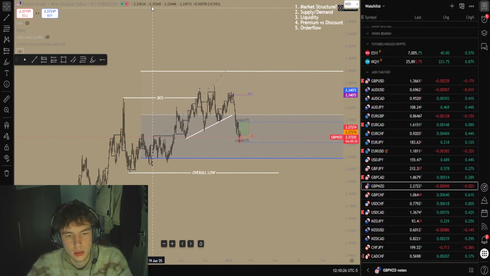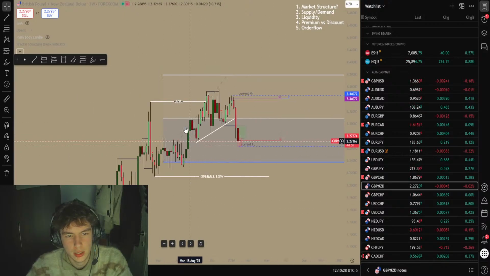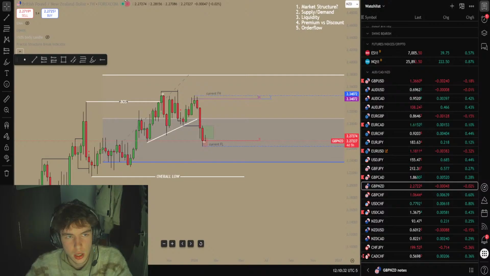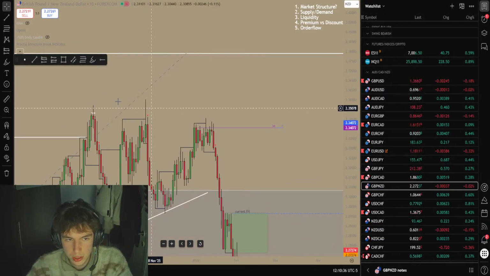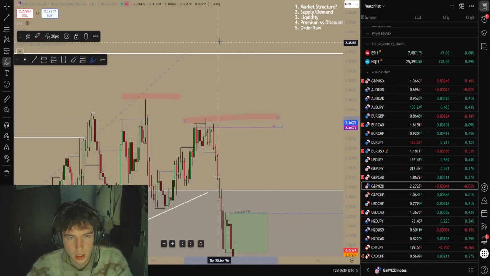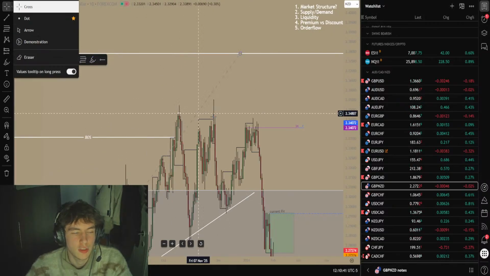Overall, I'm still bullish. If we're going to look on the weekly break of structure, we have our liquidity here. We're targeting. So once we get a daily fractal shift, I'm going to look for continuation towards these stacked highs. And this overall one. Give me another pair.